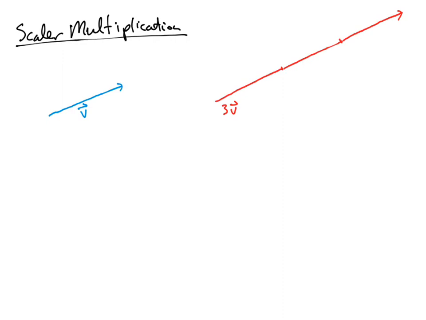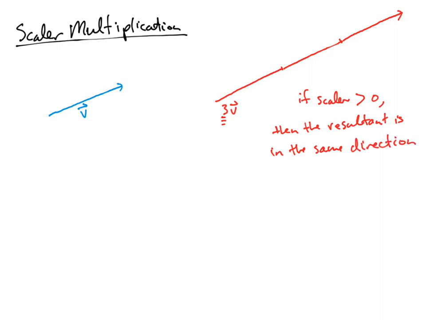Okay, so what we notice is that we call this a scalar because it's just a magnitude, right? 3 is just a scalar. So if the scalar is above 0, then the resultant is in the same direction. Okay, so that's what we saw there. We multiplied by 3. This is just increasing the magnitude 3 times, and we're in the same direction.